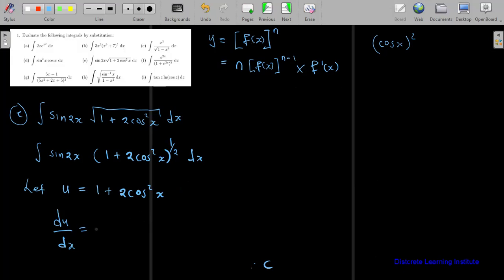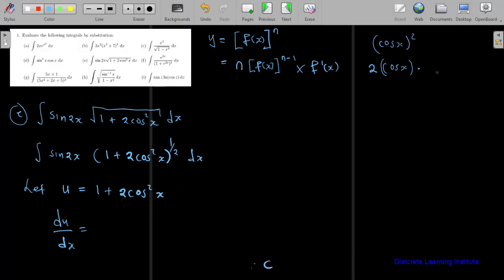So I'll write the answer here. So this is 0. But remember, I still have the 2. Okay, let me just differentiate it from here. So you drop the 2 here. It will be 2, and then you have cos x inside, cos x, let me put the brackets there. And then 2 minus 1 is 1. Then you multiply by the derivative of what is inside.